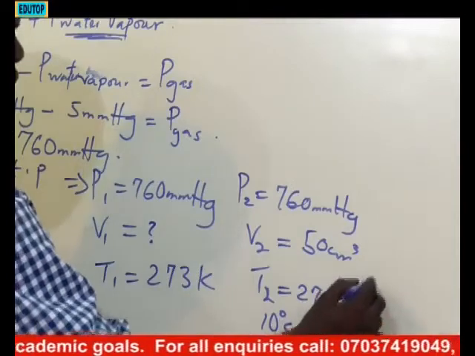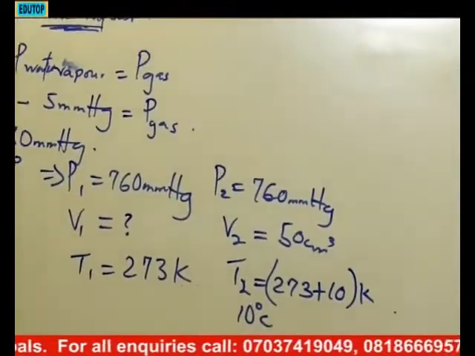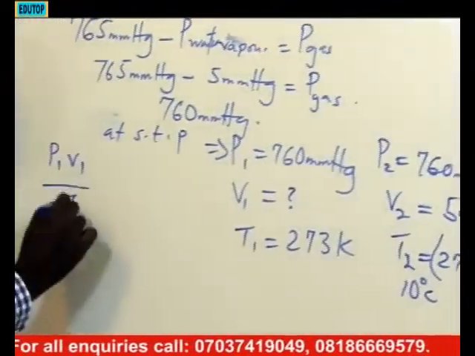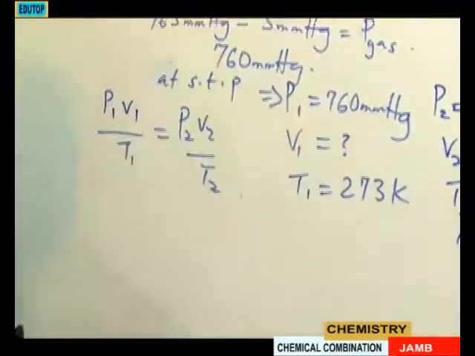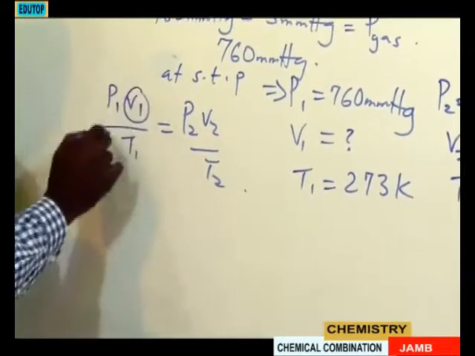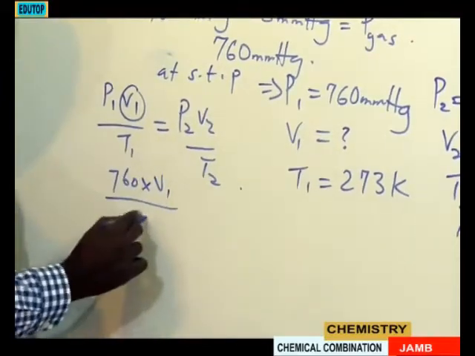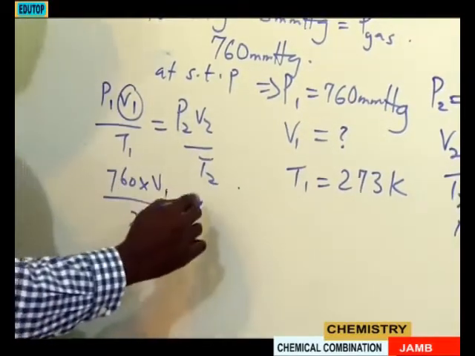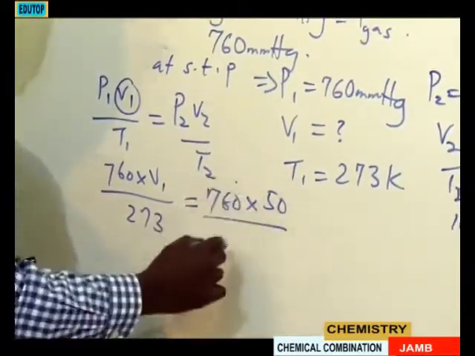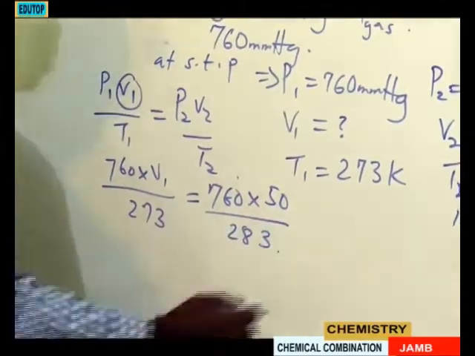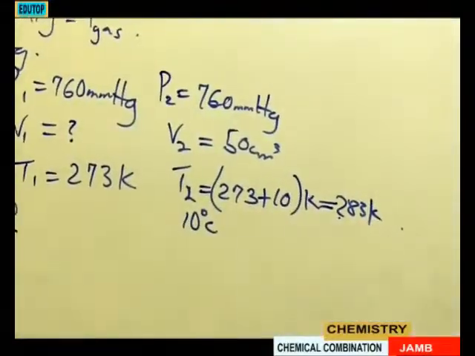And I said to convert to Kelvin, we need to add 273. So in this situation, by applying P1 V1 over T1 equals P2 V2 over T2, that is the general gas law, we have our interest in looking for V1. So P1 760 times V1 over 273 equals P2 760 also times V2 50 over 283. This one is then going to be 283 Kelvin. So now we are looking for V1.